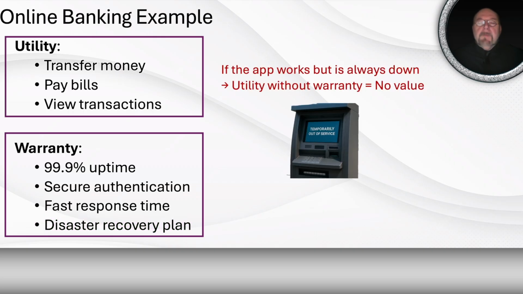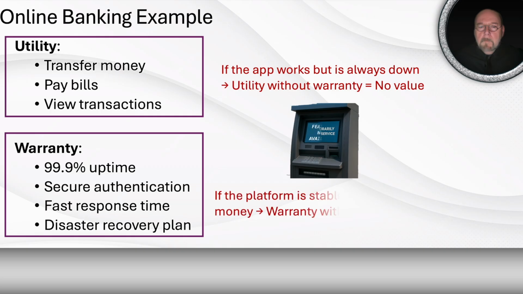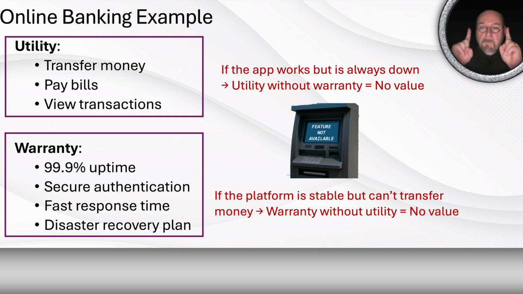So if an application works but is always down, then we have utility but not warranty, and there's no value. If the platform is stable but can't transfer money, then we have warranty without utility, and again, we have no value. It has to have both. It has to do the thing we want done, and it has to do it reliably. Utility and warranty together.